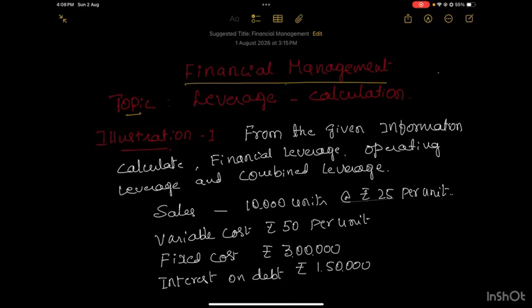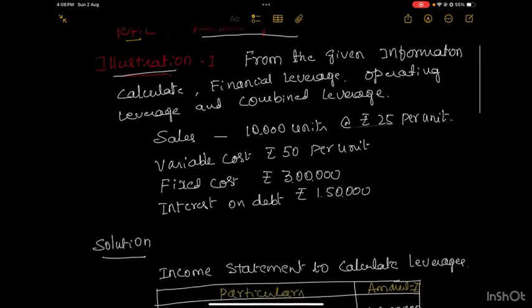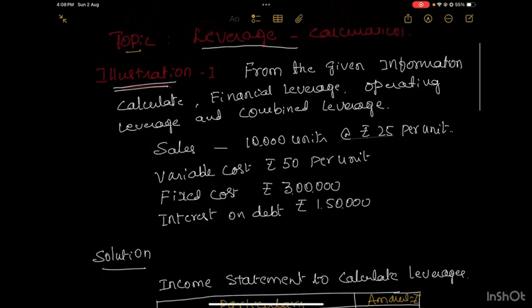Today we are going to work out a problem on leverages. In the previous video, I gave the introduction about the leverage, the meaning and different types of leverages. And today we are going to work out a simple problem on leverages. Here I have taken a first illustration, a simple illustration, and let us apply the three kinds of leverages to find the answer for the same. From the given information, calculate financial leverage, operating leverage and combined leverage. All the three leverages to be calculated.